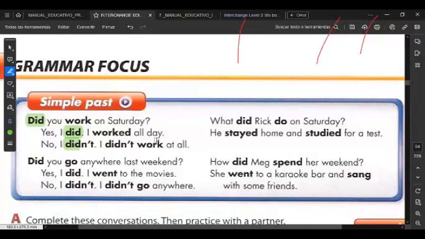I worked all day. And then you have, no, I didn't work at all. We use all the verbs in past only in positive sentences, in affirmative sentences. But in questions, we don't use the past of the verbs.